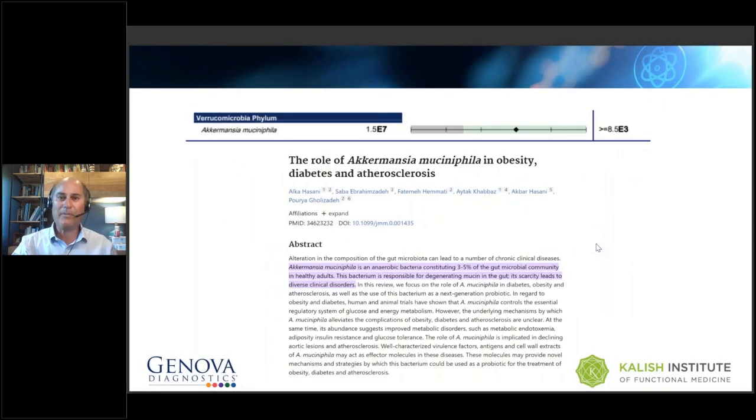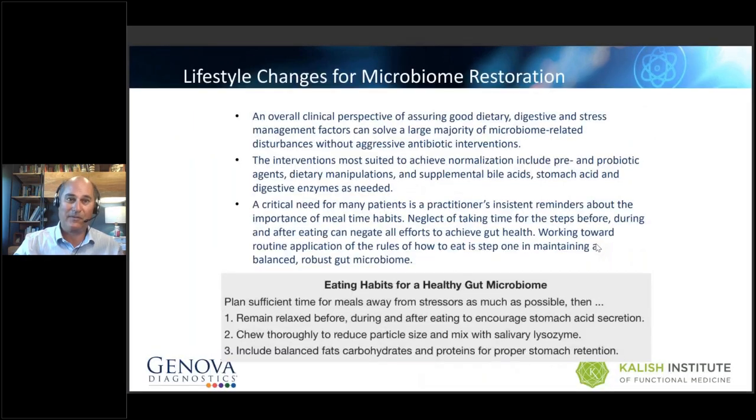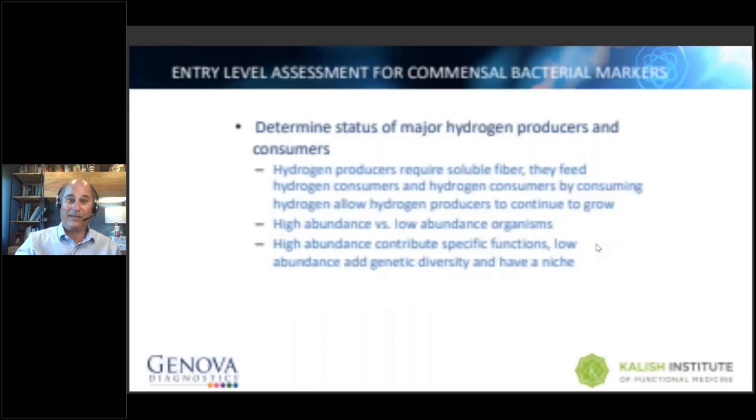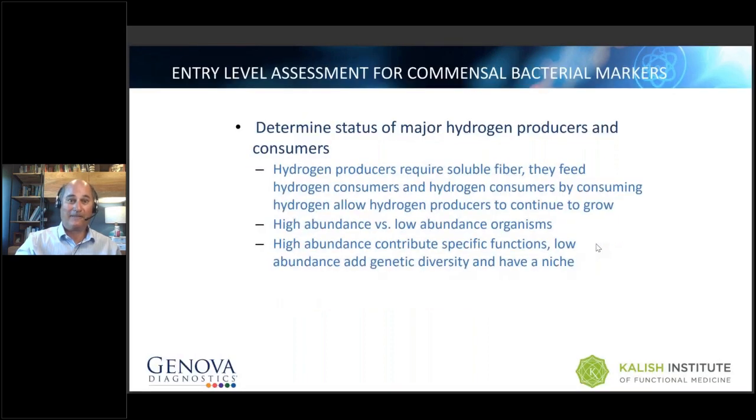But Akkermansia is one. This is implicated in obesity. Everyone cares about Akkermansia. And atherosclerosis, so that one's important, right? And then the lifestyle changes, you can put this together already probably. You're supposed to eat fiber and eat polyphenols and be relaxed when you eat, and make sure that you're feeding these organisms. You're giving them the food that they need, which is literally fiber and polyphenols. That's all you need to do to start this whole thing off.